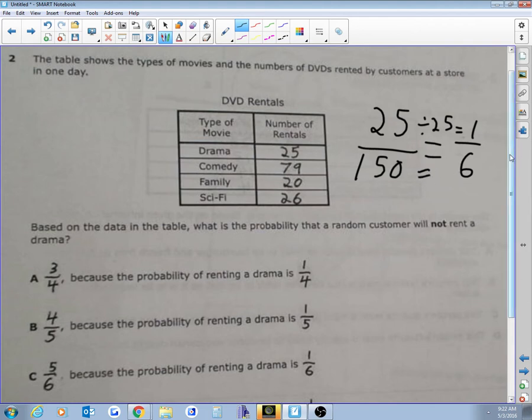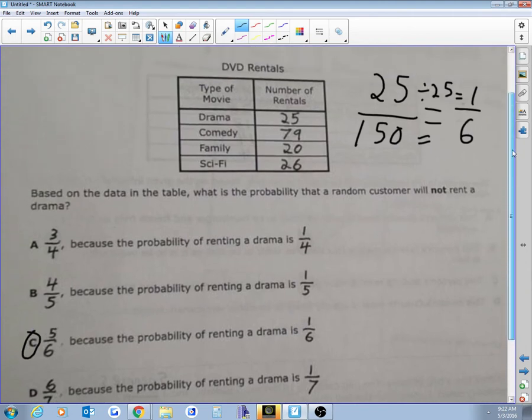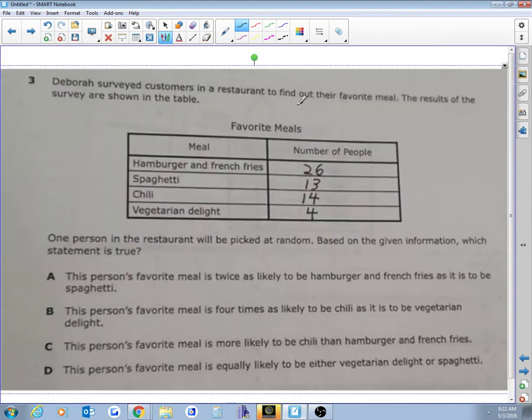So the chances of not renting a drama would be the rest. 5/6 chance of not renting a drama, because the chance of renting a drama is 1/6. 25 out of 150. 150 was the sum of all these rentals. Number 3, spaghetti is half of the hamburger and french fries. So the person's twice as likely to like hamburger and french fries as spaghetti.